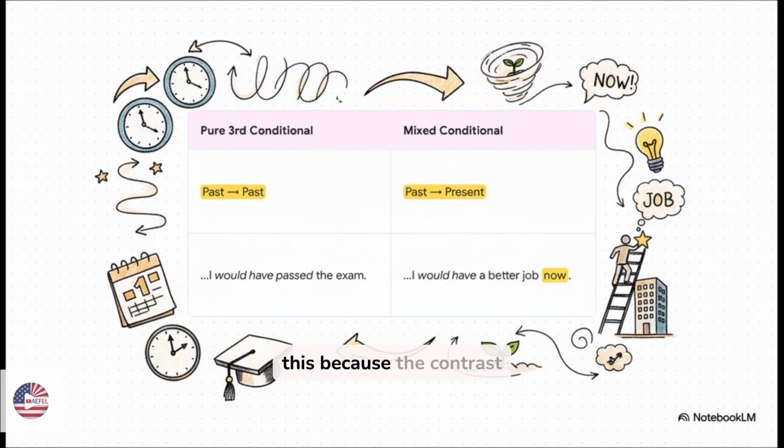Now, take a look at this, because the contrast here is really interesting. On the left, you've got your standard third conditional. It's all contained in the past. A past action led to a past result. End of story. But look at the mixed conditional on the right. A past action, studying harder, creates a totally different present reality. That is the magic we are exploring today.